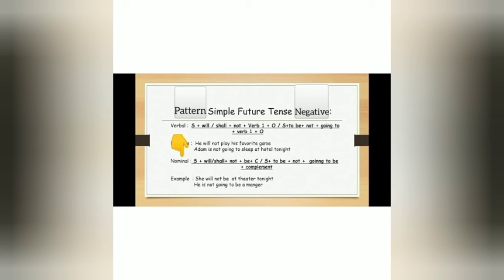The second is nominal. The pattern is subject plus will or shall plus not plus be plus complement, or subject plus to be plus not plus going to be plus complement. For example: she will not be at theater tonight. He is not going to be a manager.